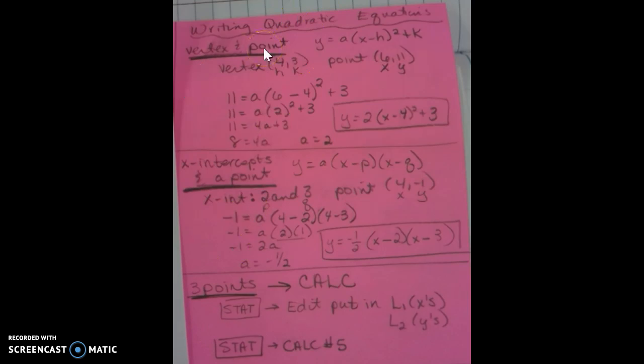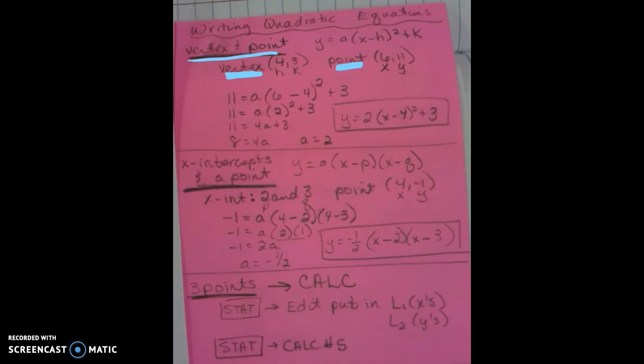Okay, what you need to do now is find one of the last areas that has 3 sections. It might even be the last area, and we're going to write quadratic equations. The first one we're going to do is write quadratic equations when there's a vertex and a point. Remember, the vertex is (h, k), the point is (x, y), and then we're using these equations.